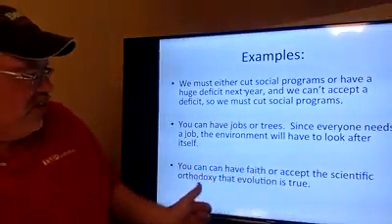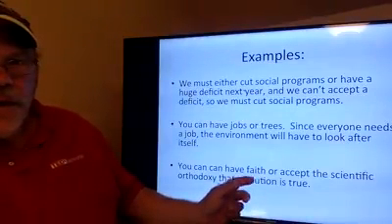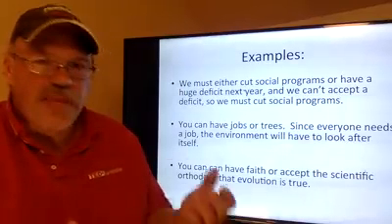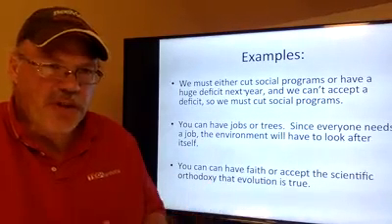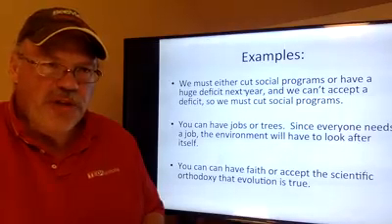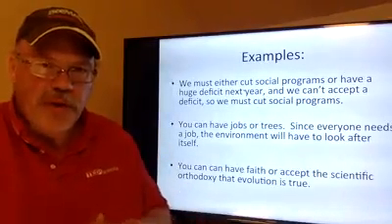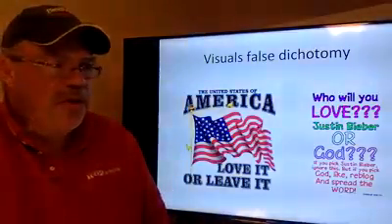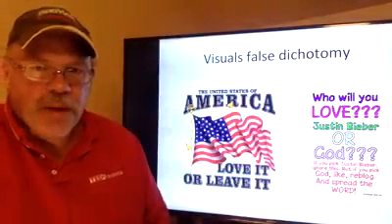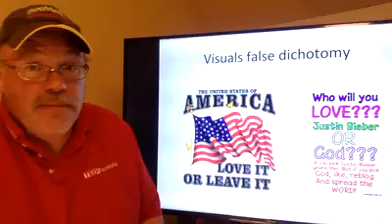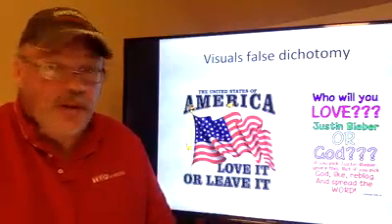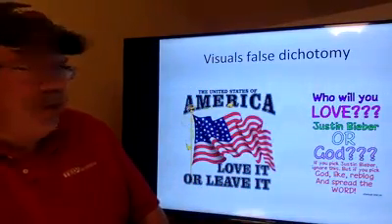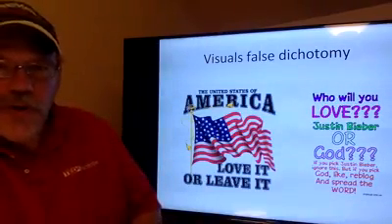You can have faith or accept the scientific orthodoxy that evolution is true. There's lots of people who think both sounds really great. And so these are some examples of how that false dichotomy, feeling like you're compelled to choose exactly one of two extreme choices, is a fallacy. So, some visuals: love it or leave it. And let's face it, some folks are going to do none of those things. And then this one, I forget the source of this, but it's kind of clever. Who do you love, Justin Bieber or God? As if those are your only two choices.